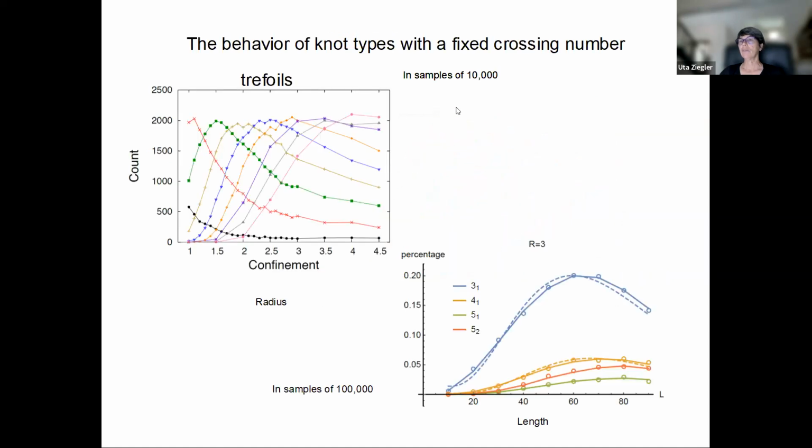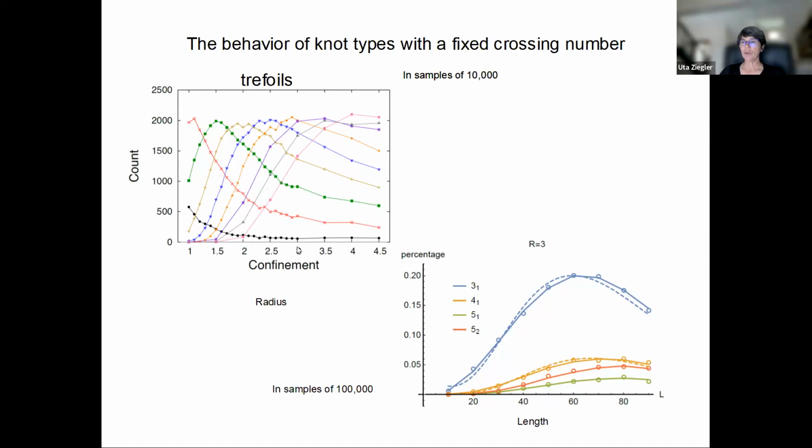If you're looking at the behavior of knot types with a fixed crossing number, so here we show the trefoils, but we have the same thing for basically every knot type. And so here we see the same thing again, radius of confinement on the x-axis, how many we have on the y-axis, that's out of 10,000 samples. If we follow our beige line, we can see how it increases to a maximum and then slowly decreases again. We'll talk about why that behaves that way in just a second.